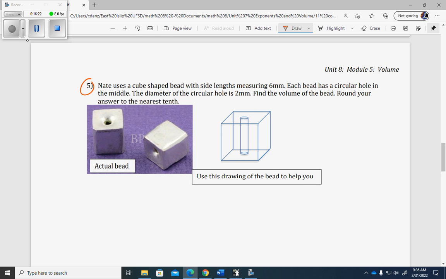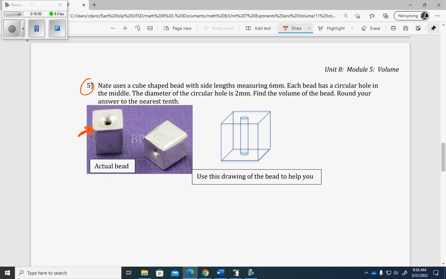So Nate uses a cube-shaped bead with side lengths measuring 6 millimeters. Each bead has a circular hole in the middle. So here's a picture of a real bead. These are like beads that people use to make jewelry, and that's why there's a hole in it. But the diameter of the circular hole is 2 millimeters. They want us to find the volume of the bead.